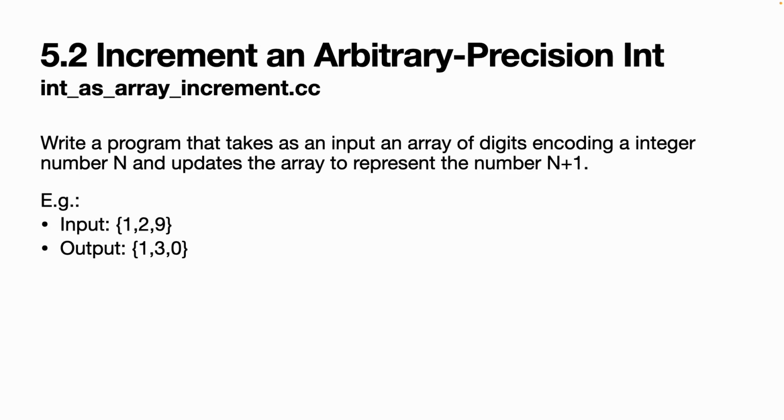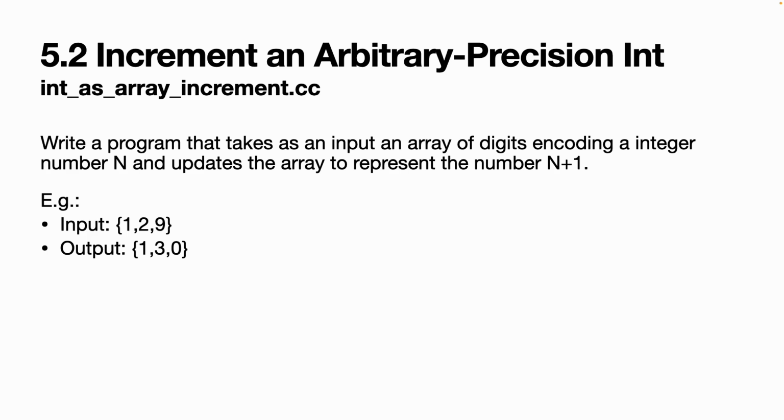So the idea with this problem is to write a program that takes as an input an array of digits encoding an integer, a number n, and updates the array to represent the number n plus 1. Given an example here, considering the number 129, the array given as input is a 3-sized array with the digits 1, 2, 9 in this order, and then the output is the number 130, after incrementing the input number. So that's the idea.